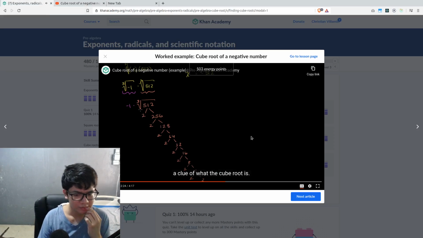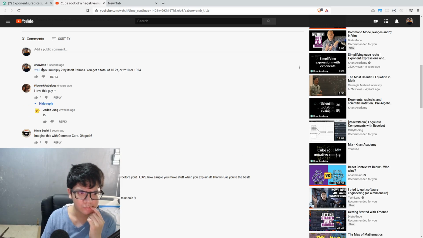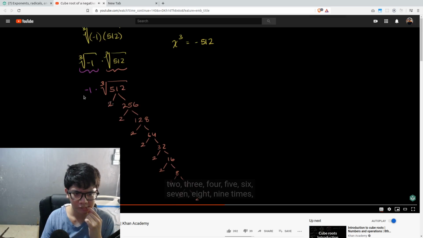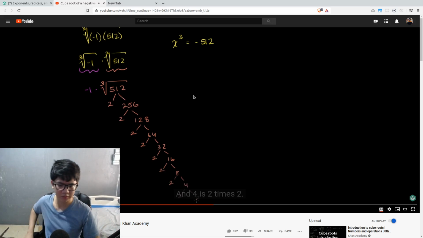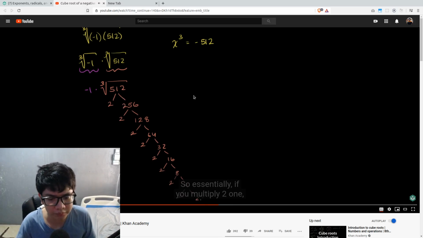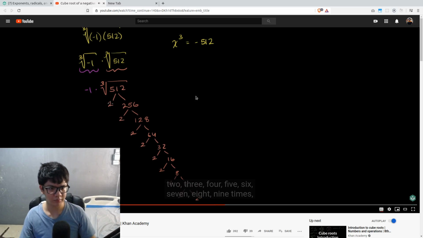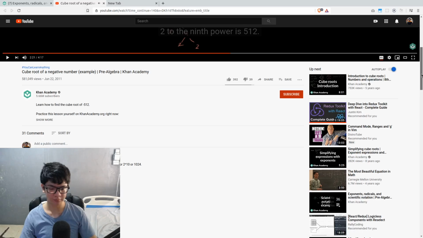Itself should give you a clue of what the cube root is. But another way to think about it is, essentially if you multiply 2 by itself 9 times, 1, 2, 3, 4, 5, 6, 7, 8, 9, you're going to get 512, or 2 to the 9th.